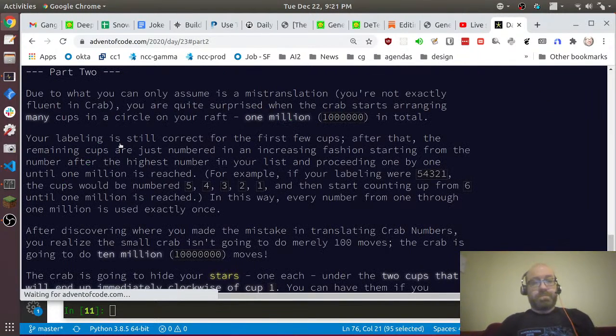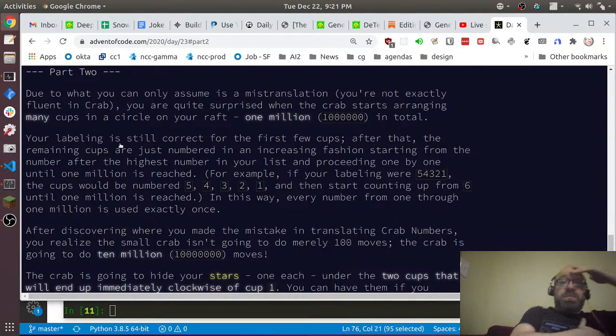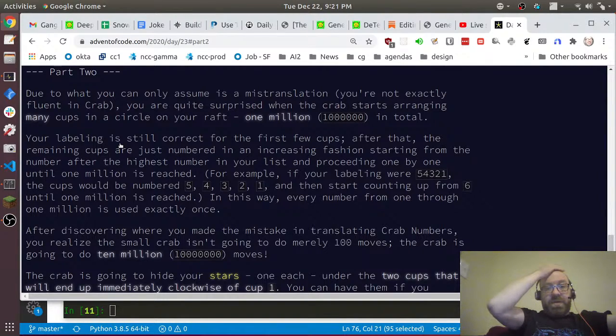That's the right answer. Due to what you can only assume is mistranslation, you are surprised when the crab starts arranging many cups in a circle, 1 million in total. Your labeling is still correct for the first cups. After those cups, the remaining cups are just numbered in increasing order, starting from the number after the highest number in the list, proceeding one by one until 1 million is reached. For example, if the labeling were 5, 4, 3, 2, 1, the cups would be numbered this way, and then start counting up from 6 until 1 million is reached. In this way, every number from 1 through 1 million is used exactly once.